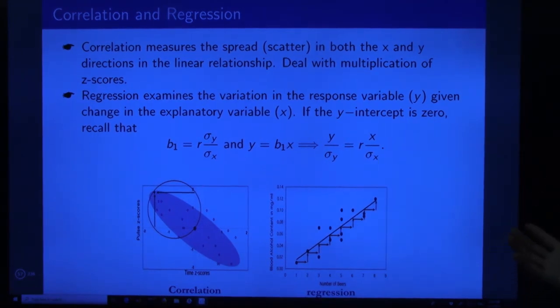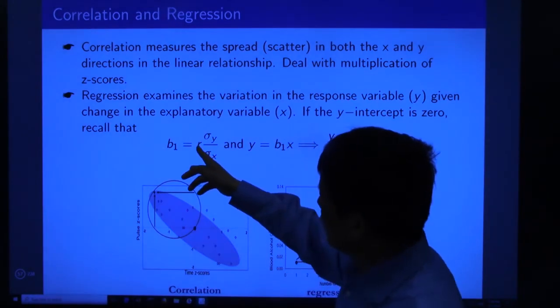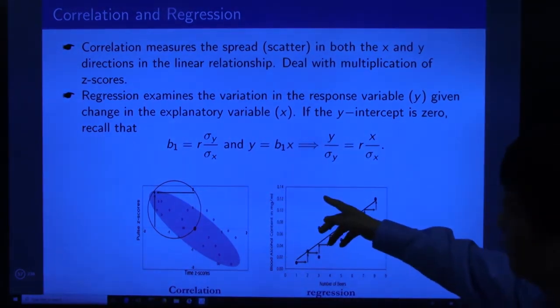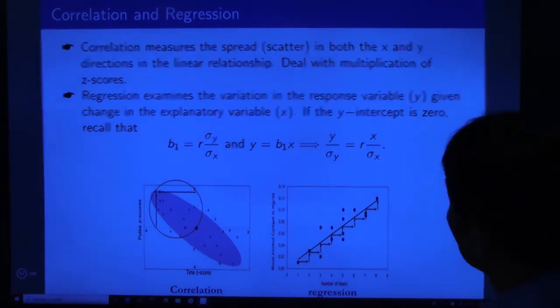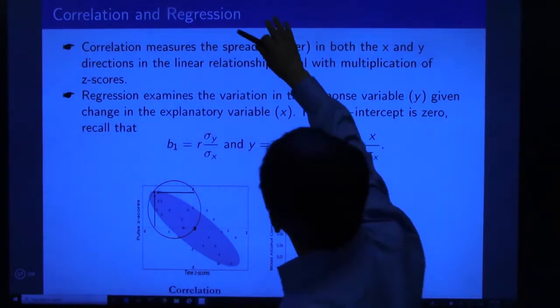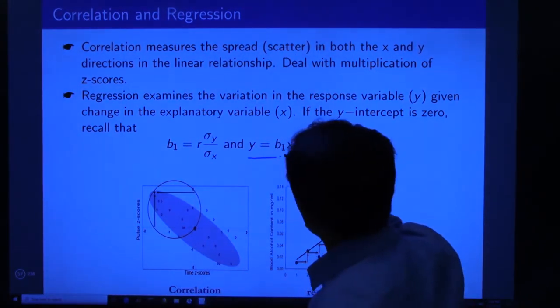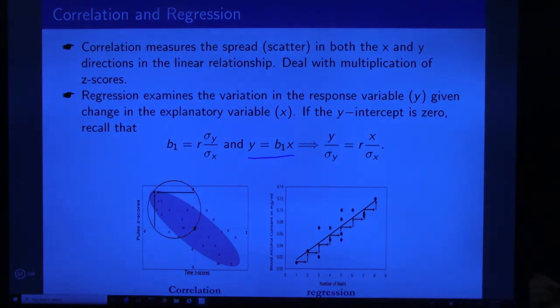And we know we deal with multiplication of the z-scores. For the regression line, we need to know the slope and the y-intercept. The slope is calculated by r times sigma y over sigma x. And the y-intercept is calculated by b0 equals y bar minus b1 times x bar. So the regression line can be given as y equals b1 x plus b0.